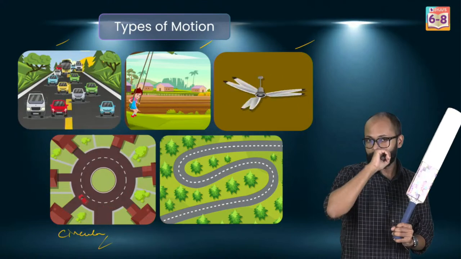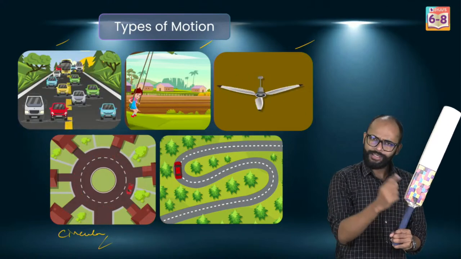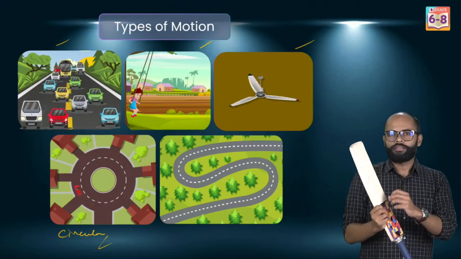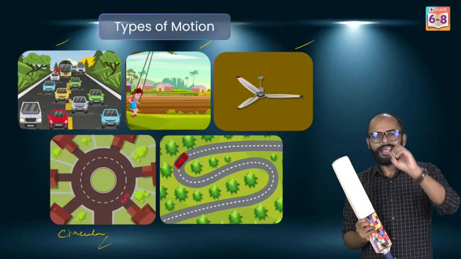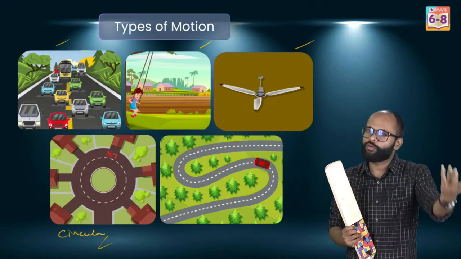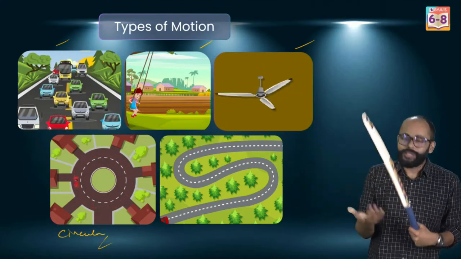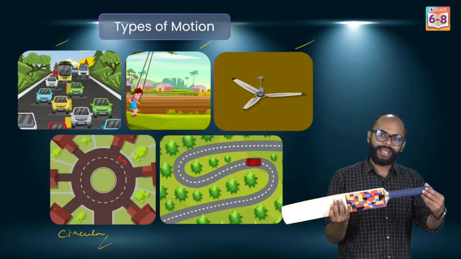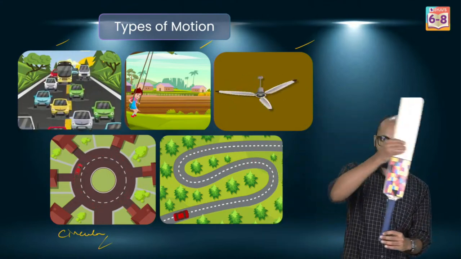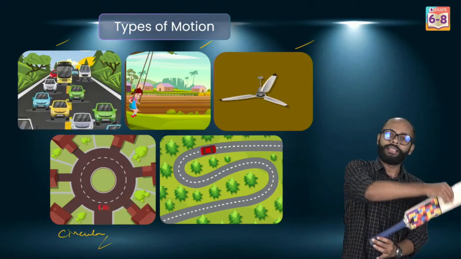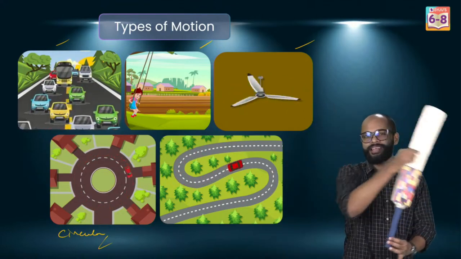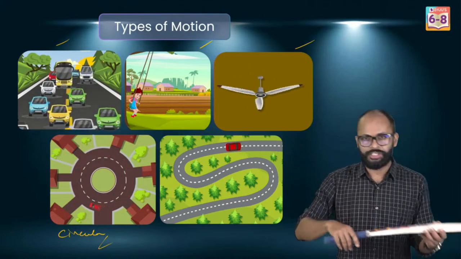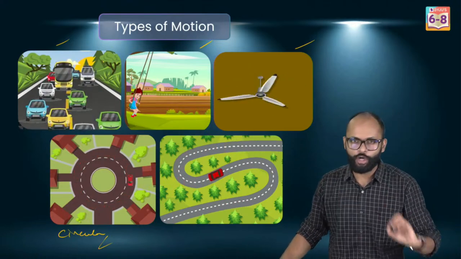Right? Every point is doing circular motion, just the radius is different. So if there is a body, every point of that body is doing circular motion about a center. What is rotational motion? It is when the body is rotating about an axis. This is the axis, and the whole bat rotates on it. But what is every point of this bat doing? Circular motion, right? Rotational motion is for extended objects. Circular motion is for point objects.